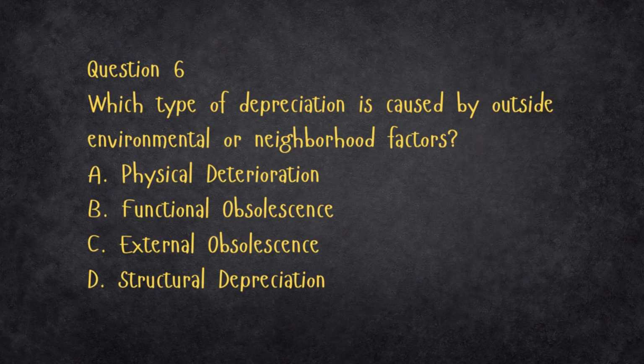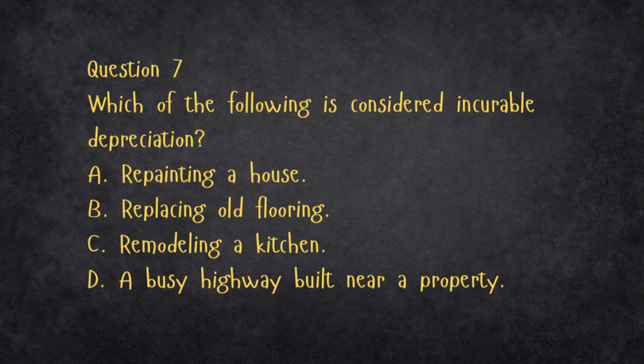Question 6. Which type of depreciation is caused by outside environmental or neighborhood factors? A. Physical deterioration. B. Functional obsolescence. C. External obsolescence. D. Structural depreciation. The answer is C. External obsolescence. Question 7. Which of the following is considered incurable depreciation? A. Repainting a house. B. Replacing old flooring. C. Remodeling a kitchen. D. A busy highway built near a property. The answer is D. A busy highway built near a property.